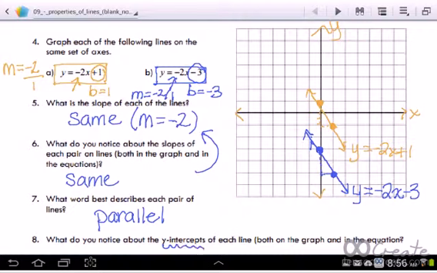And the last question says what you notice about the y-intercepts of each line. So the y-intercepts tell you where the line crosses the y-axis. So if they're parallel, it doesn't matter where the y-intercepts are. It just tells you how far up and down they're going to move. So the y-intercepts are in different places. And that has nothing to do with them being parallel or not.